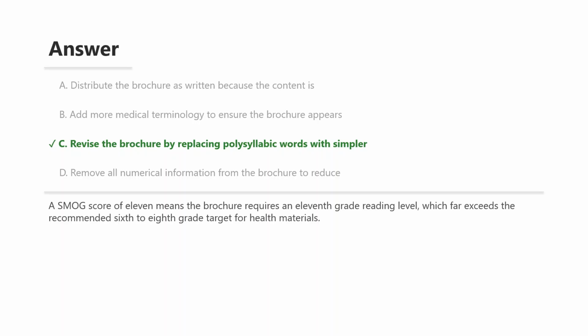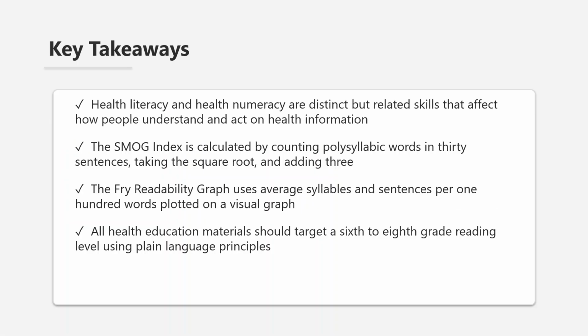The correct answer is C. A SMOG score of 11 means the brochure requires an 11th grade reading level, which far exceeds the recommended 6th to 8th grade target for health materials. The correct action is to revise by simplifying vocabulary and sentence structure. Option A ignores the literacy mismatch. Option B would increase the reading level further. Option D removes important health numeracy content rather than making it more accessible.